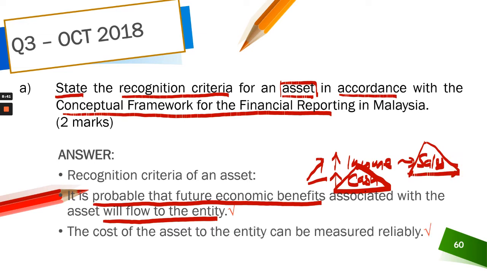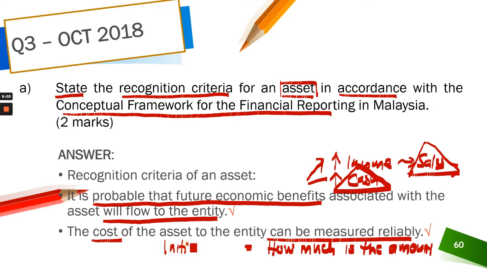Next, the cost of the asset can be reliably measured, meaning that you know how much is the amount of the initial cost. So it can be measured reliably. And this one fulfills again the faithful representation side of the conceptual framework. And the first point here fulfills the relevance side of the framework, which is the fundamental qualitative characteristic.